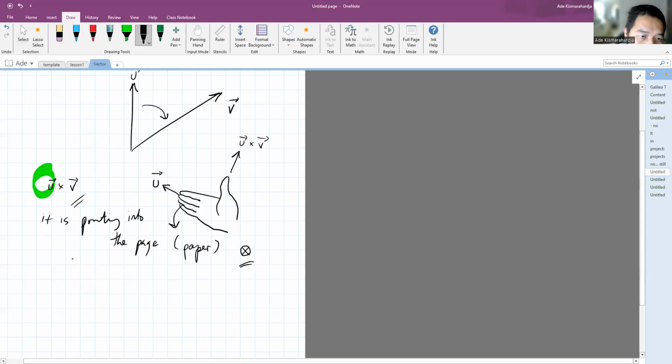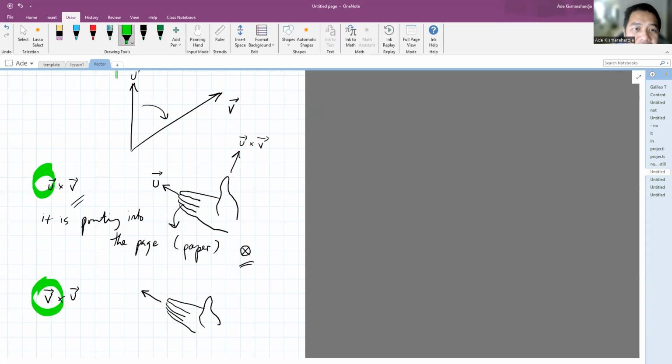Now be careful when you have V cross U. When you first do the direction, your four fingers are pointing to the first vector. Now you are pointing those fingers to V, and then you rotate to the second one, the U vector. So when you do this movement, first of all, you go to V, and after that you rotate to U.